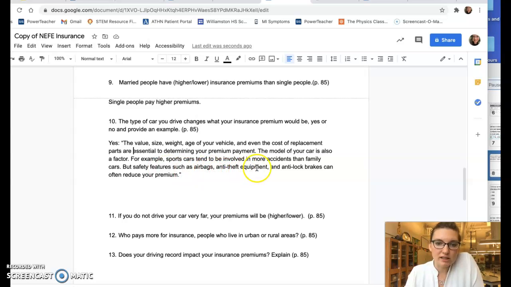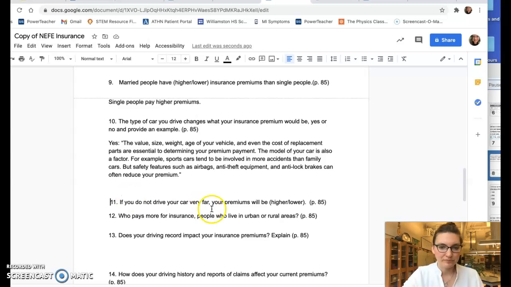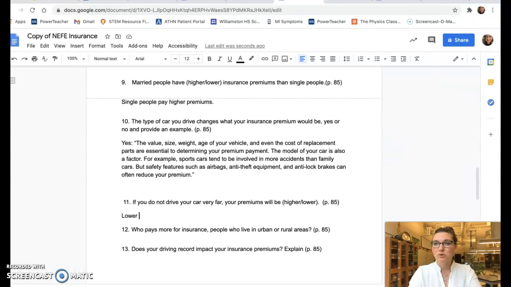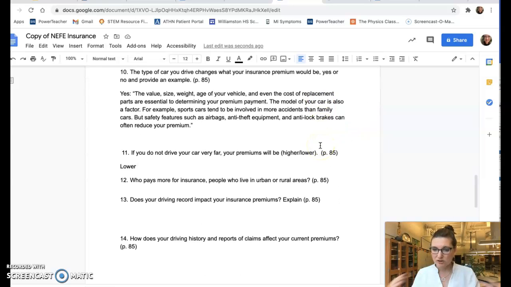Safety features such as airbags, anti-theft equipment, and anti-lock brakes can often reduce your premium. So the less risk you have, the less premium you'll have to pay. The more risk you have, or the more risk it seems like you could have, the more premium you're going to pay. So if you do not drive very far, your premiums will be lower. Yeah, they do ask you how many miles you drive to and from work every day or to and from school every day. And if you drive less miles, then you don't have to pay as much because there's less wear and tear on your car, as well as less risk of crashing into somebody because you're not on the road as much.